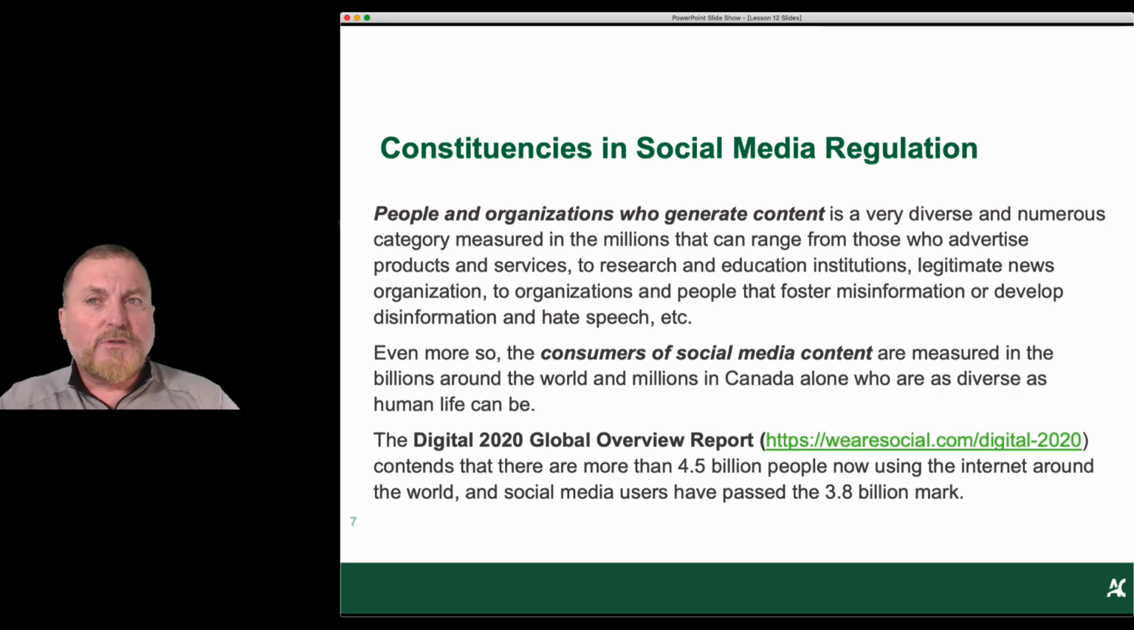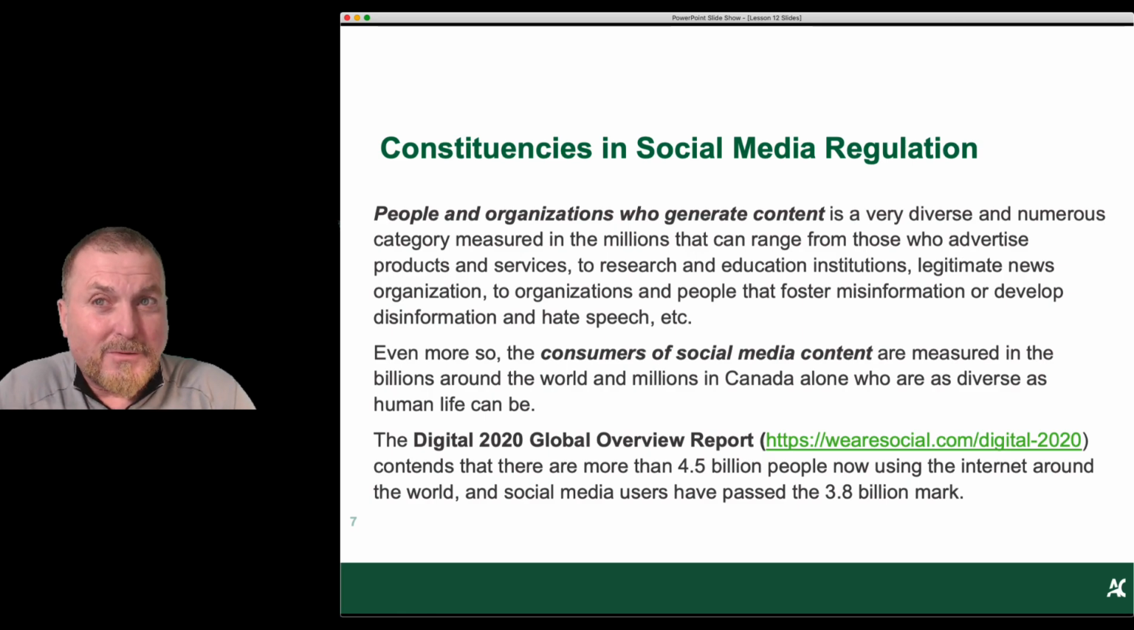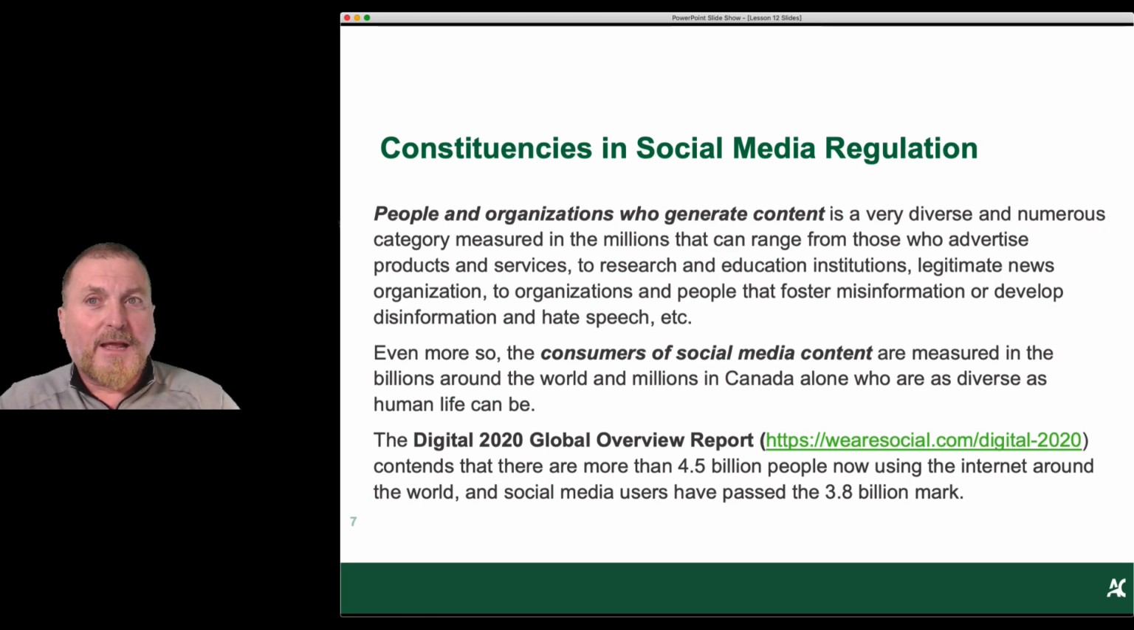People and organizations who generate content, this is a massive group, right? This is a very diverse, numerous category measured in the millions that can range from those who advertise products and services to research and education institutions, legitimate news organizations, to organizations of people that foster misinformation or develop disinformation and hate speech. The range is enormous, and we've seen that people's ability to put content on social media can be very important to liberal democracy, right?